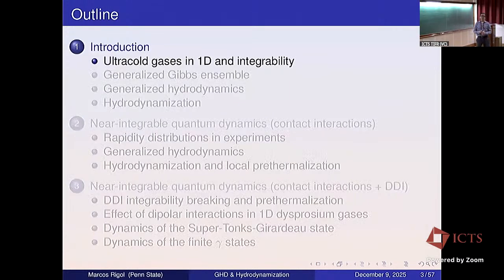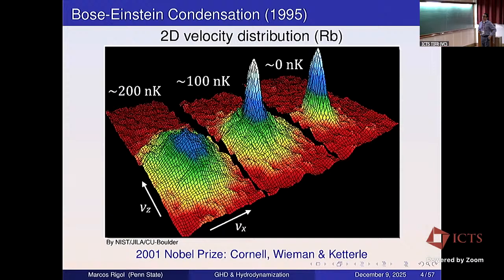So let me first start by telling you a bit about the setup that I have in mind for those experiments and the theory that I'm going to be doing. These are ultracold gases experiments, and all of them around the world begin with the creation of a Bose-Einstein condensate. That was first done in 1995, and that was the Nobel Prize in 2001. This is showing what happens with the momentum distribution, or the velocity distribution, of a Bose gas when you cool it down to near 0 Kelvin, so you get Bose-Einstein condensation. So they start with that.